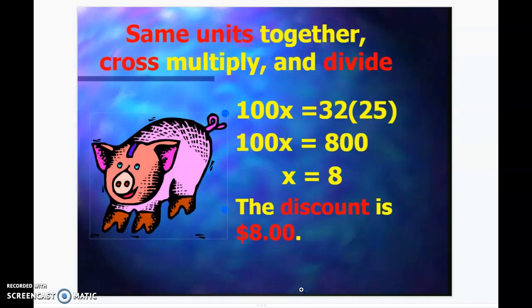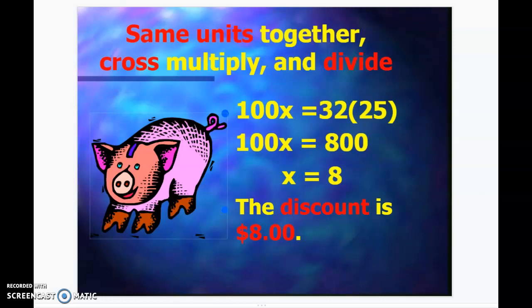particular information. So I'm seeing at this point that when I multiply 32 and 25, that gives me 800. I'm going to set that as equal to 100 times x, which will give me an x value of 8. So my discount is going to represent $8.